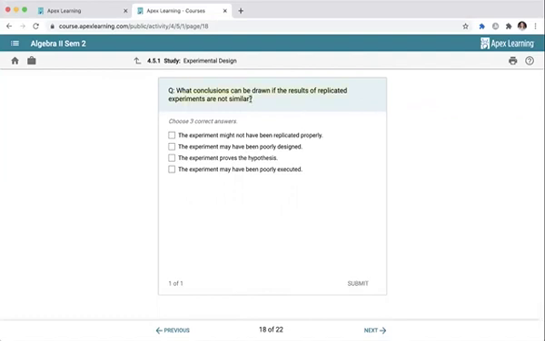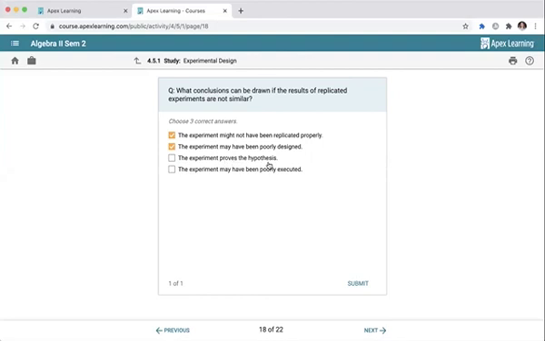What conclusions can be drawn if the results of a replicated experiment are not similar? What are three things that we can decide here? Well, first, the experiment might not have been replicated properly. That's always a possibility, right? Maybe you did something the first time that you didn't share the second time. Maybe the experiment was designed poorly, right? Maybe just overall it wasn't a great designed experiment.